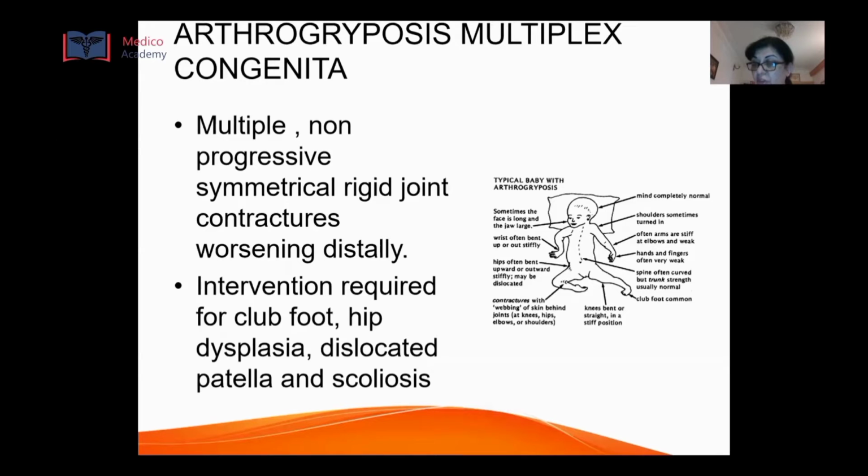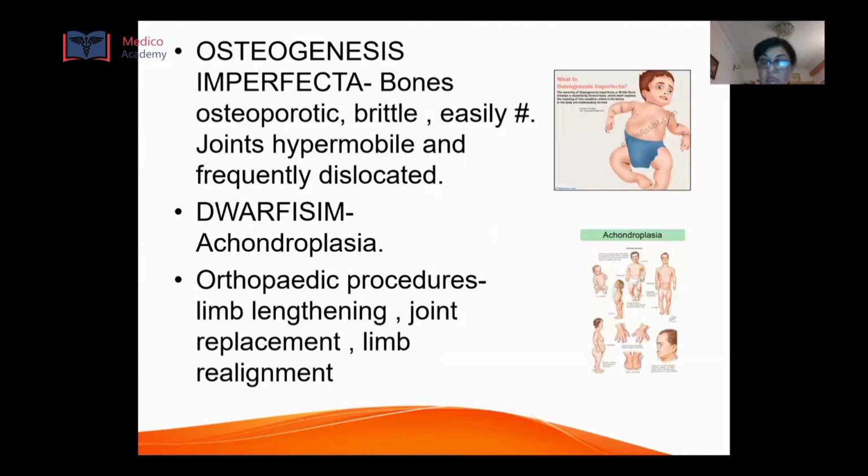Tissue releases and osteotomies before the age of 2 years to facilitate mobilization. Now, osteogenesis imperfecta: in this, the bones are osteoporotic, brittle, and easily fractured. Joints are hypermobile and frequently dislocated. Children with osteogenesis imperfecta present for emergency treatment of fractures and correction of deformities, including multiple site osteotomies.